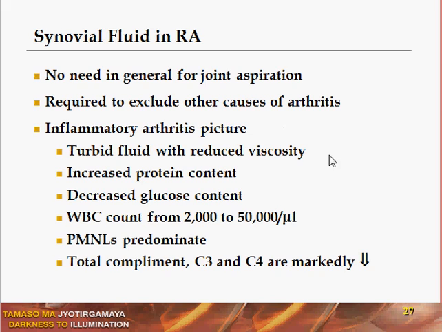Inflammatory arthritis picture will be seen in the form of turbid fluid with reduced viscosity, increased protein content, decreased glucose content. WBC may range from 2000 to 50,000 per microliter. Polymorphonuclear leukocytes predominate, total complement is decreased, with markedly depressed C3 and C4 because of antigen-antibody complexes and consumption of the complement at the level of the joint, the synovial membrane. So, these are the changes in the synovial fluid in rheumatoid arthritis.